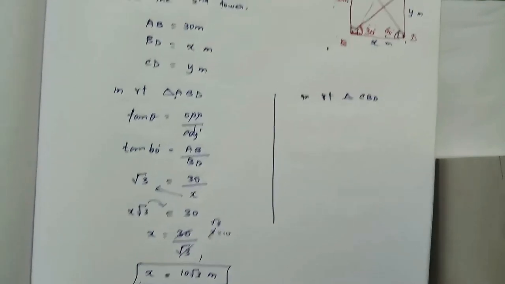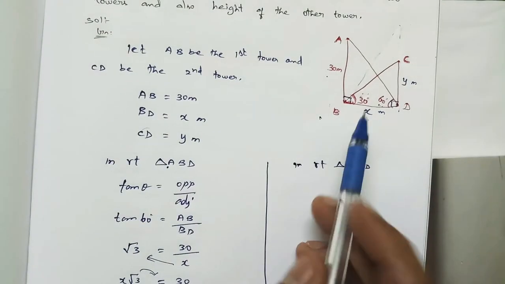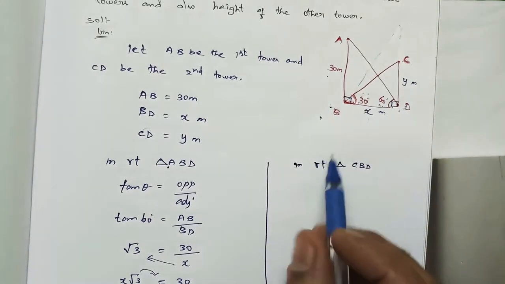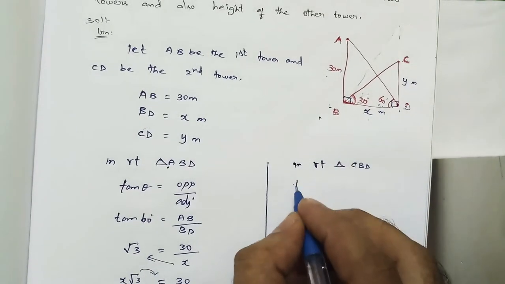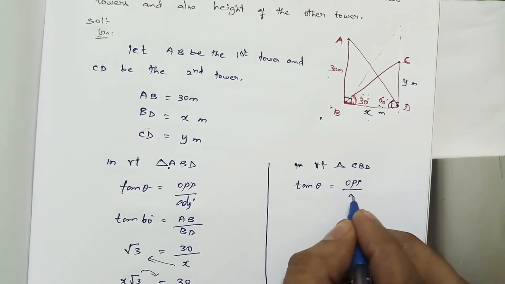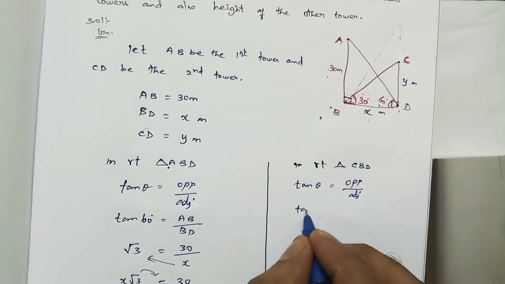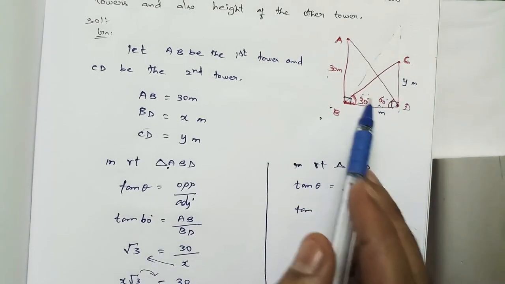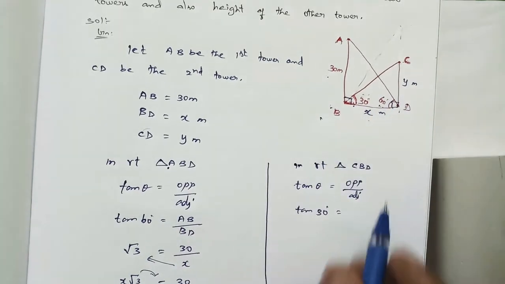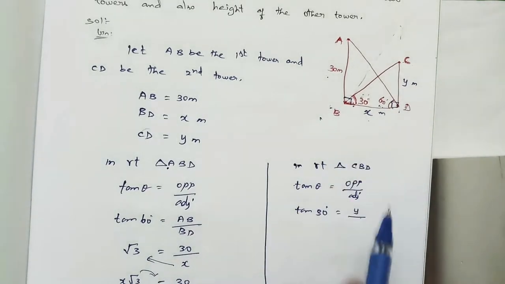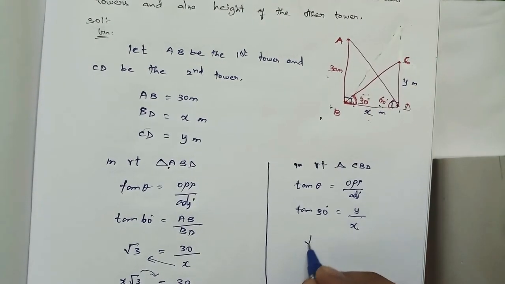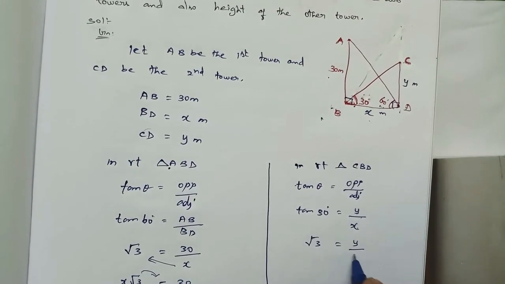Next, in right triangle CBD, we have the adjacent side and the opposite side. So which ratio are we going to use? Tan theta. Tan theta is equal to the opposite side divided by the adjacent side. What is the value of theta in triangle CBD? 30 degrees, right? Tan 30 degrees is equal to the opposite side Y divided by X, right? What is the value of tan 30? Root 3, right? So root 3 is equal to Y divided by X.